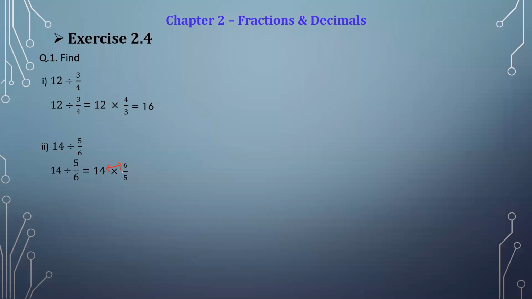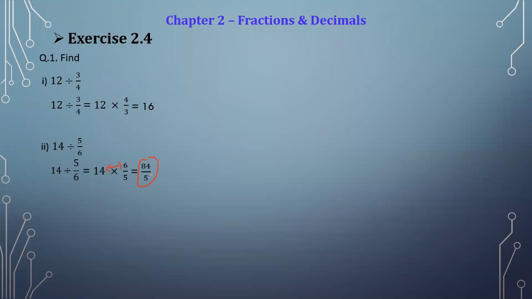After multiplying 14 and 6, you know the 14's table: 14 sixes are 84, and divided by 5 is going to remain as it is. Now clearly you can see that this fraction is an improper fraction, because the numerator is greater than the denominator. So we can convert this improper fraction into a mixed fraction if possible. Otherwise you can keep the answer 84 upon 5, but you can divide 84 by 5.